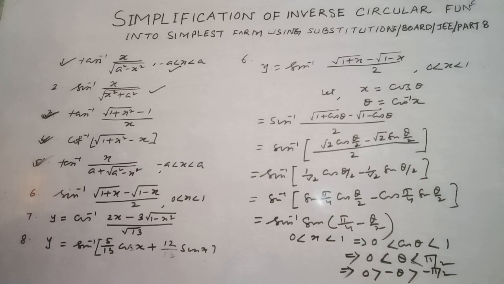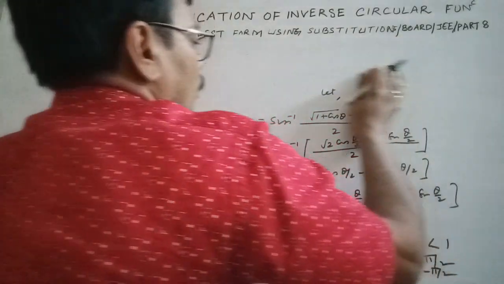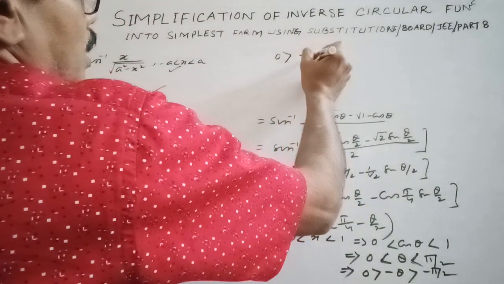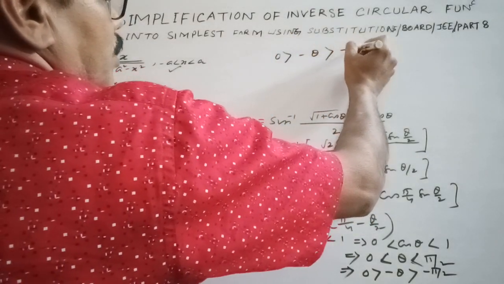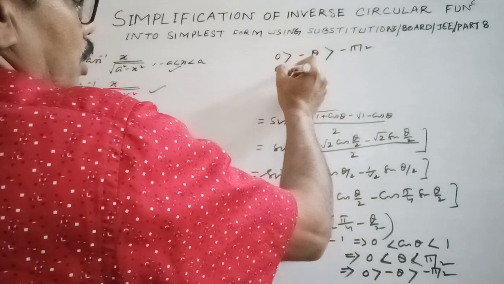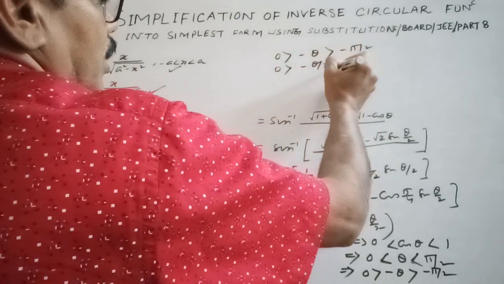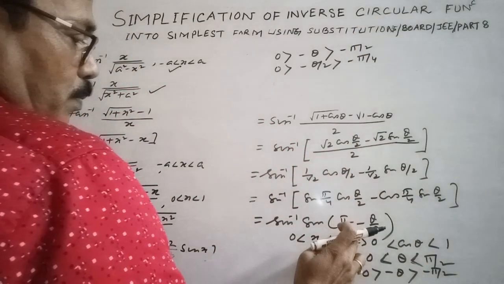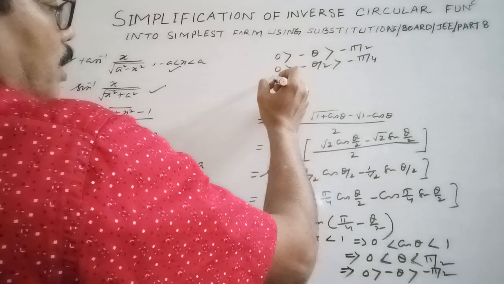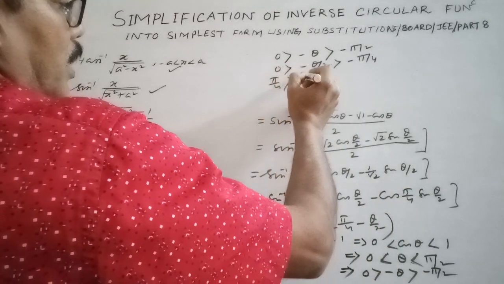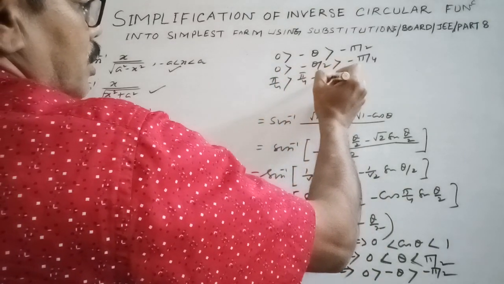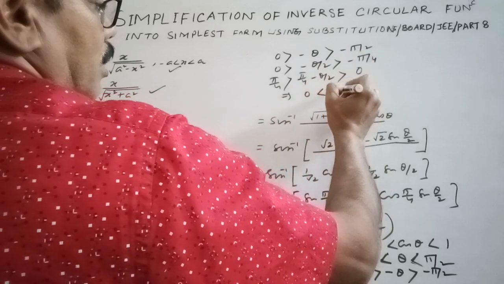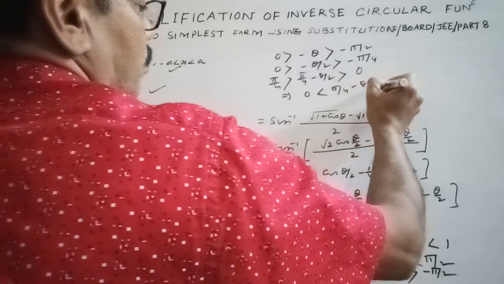So what we are getting, 0 greater than minus theta greater than minus pi by 2. So 0 greater than minus theta by 2 greater than minus pi by 4. Now the argument is pi by 4 minus theta by 2, so add pi by 4. So pi by 4 greater than pi by 4 minus theta by 2 greater than 0. That is, writing it in reverse form, 0 less than it.